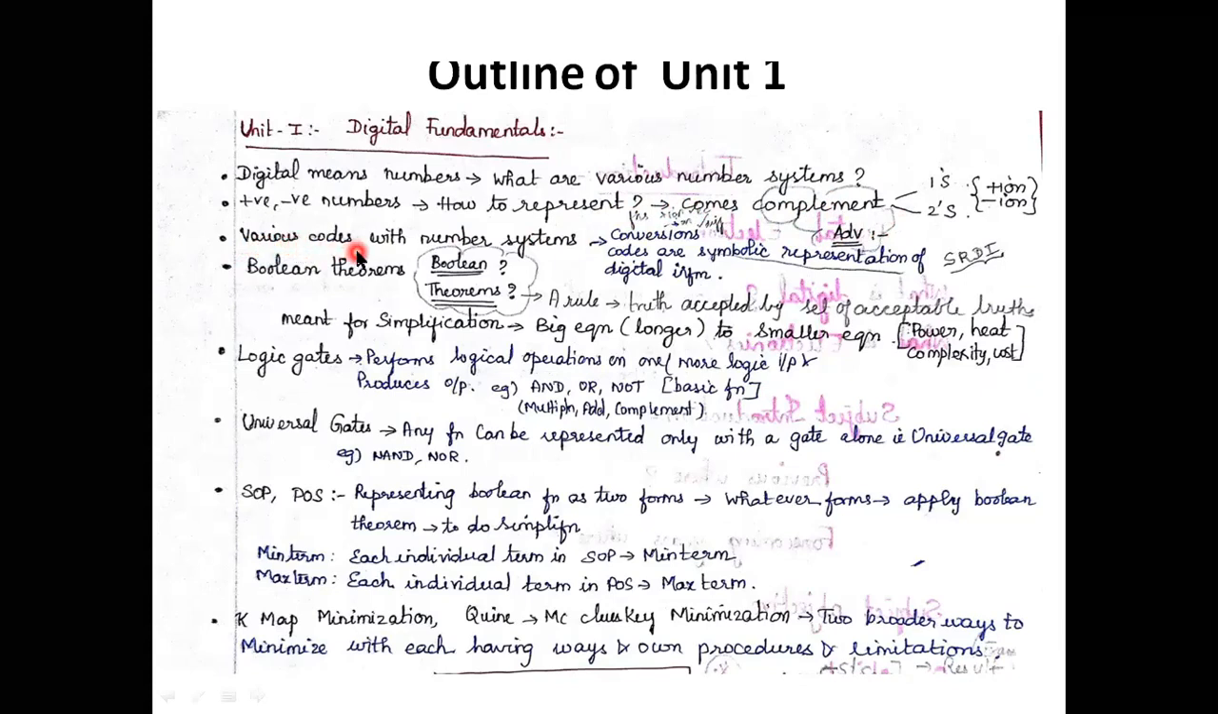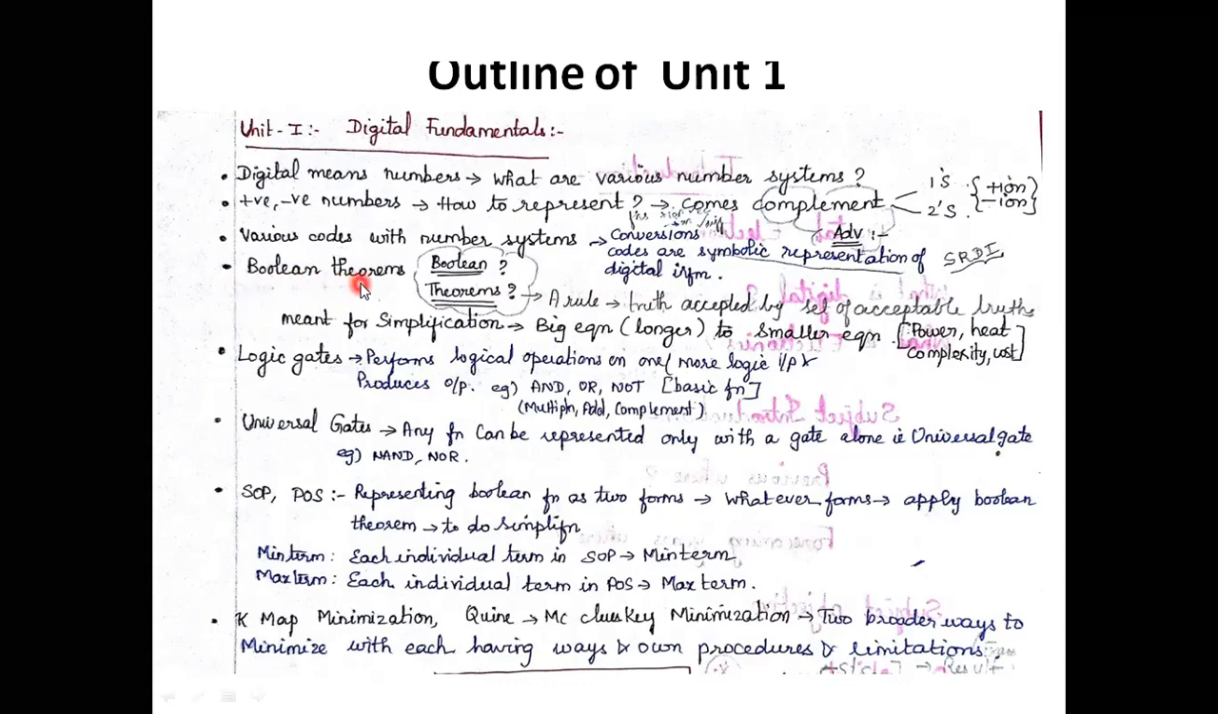Next to that we will discuss various codes with the case of number systems. Codes are the symbolic representation of digital information. So what are the different types of codes, how you can represent each of the codes, and what are the advantages and disadvantages, we'll see that.